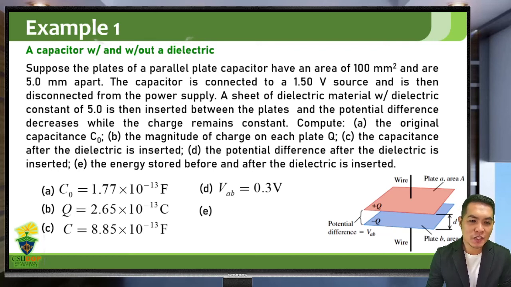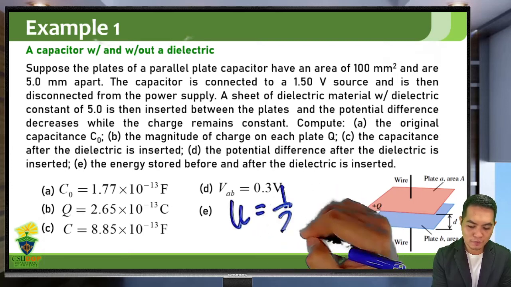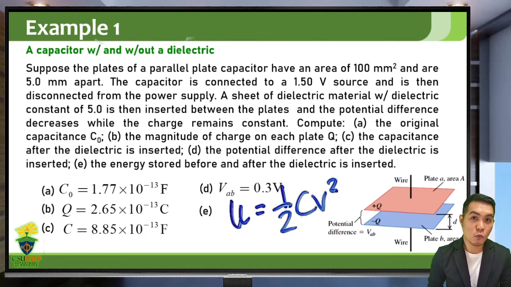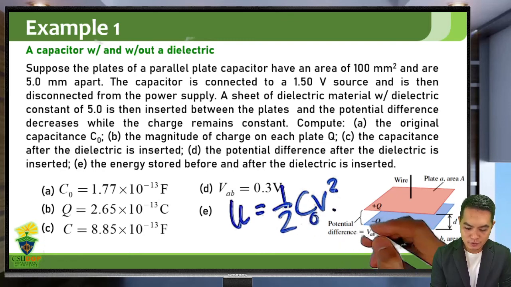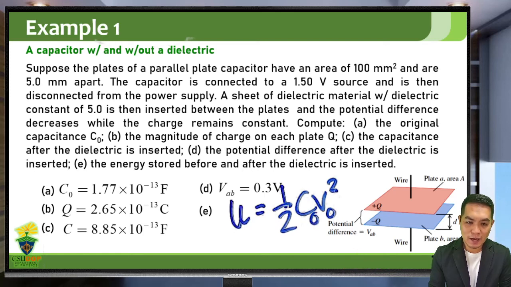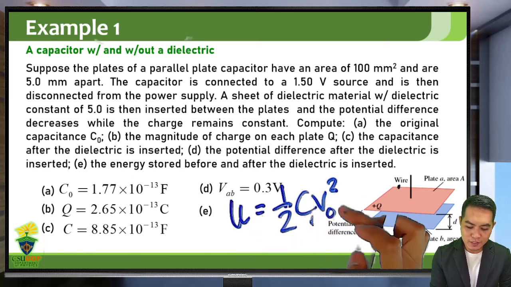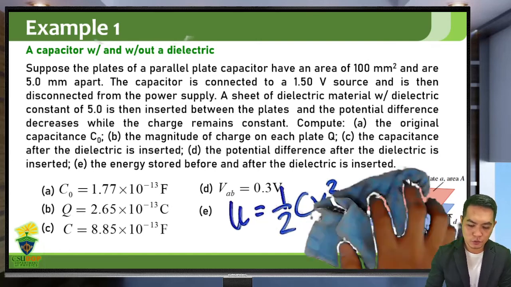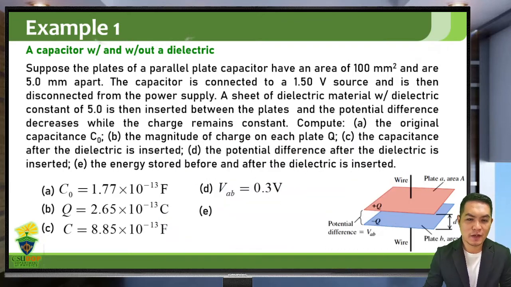For letter E, the energy stored before and after the dielectric is inserted. What formula will you use here? You can choose any of the three formulas, but as much as possible, use the given values. You can use 1/2 CV squared, or Q squared over 2C, or 1/2 Q times V. Before the dielectric, you use the original values of the capacitance and original voltage. After inserting the dielectric, you use the final capacitance and the final potential difference. I will just leave that to you. This is a very simple exercise.